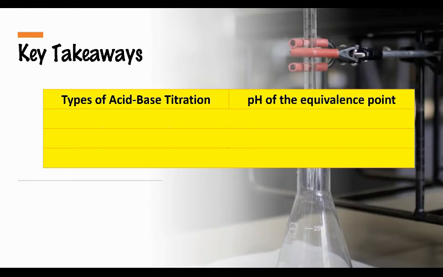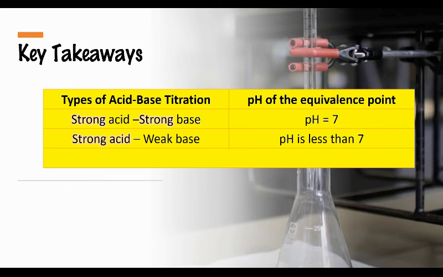Next is the pH of the equivalence point. For a strong acid and strong base titration, the pH of the equivalence point is 7. For a strong acid and weak base titration, the pH of the equivalence point is less than 7. And lastly, for a weak acid and strong base titration, the pH is more than 7.